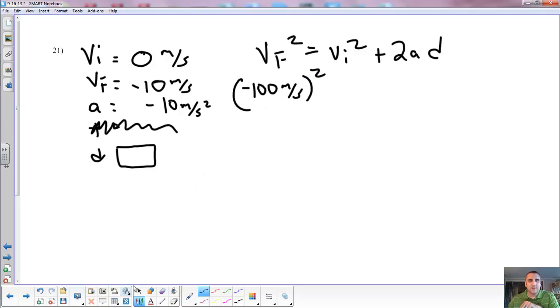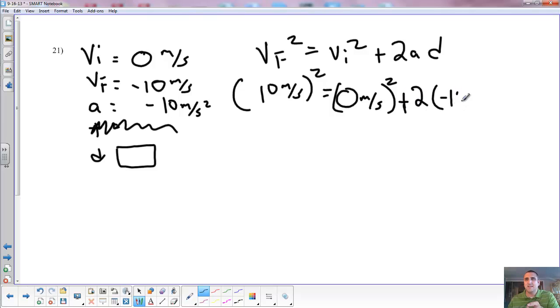I'm just kidding, not negative 100. It will be negative 100, but not yet. Just kidding. Negative 10 meters per second equals VI squared, 0 meters per second squared, which we know is going to be 0, plus 2 times negative 10 meters per second squared times d, which is what we're looking for. So this guy goes away.